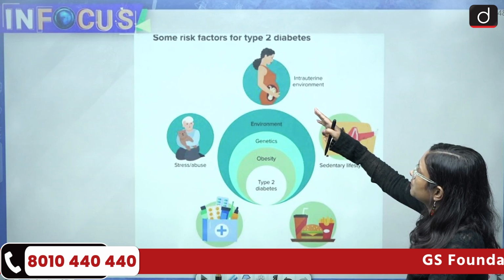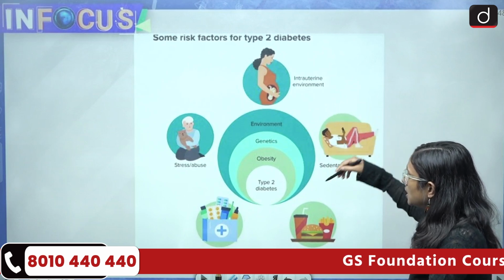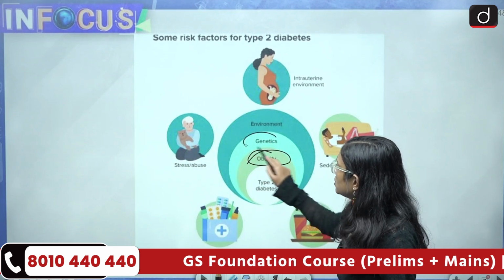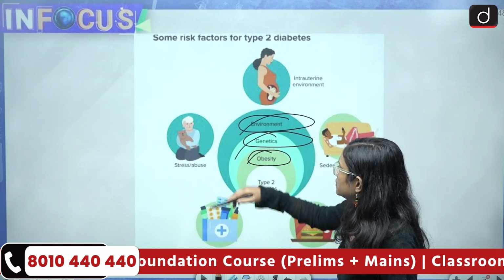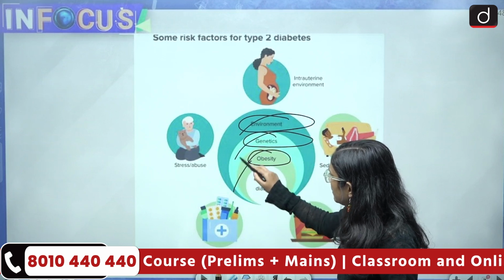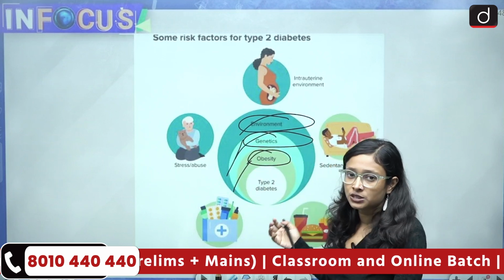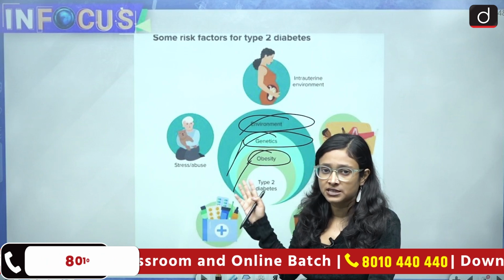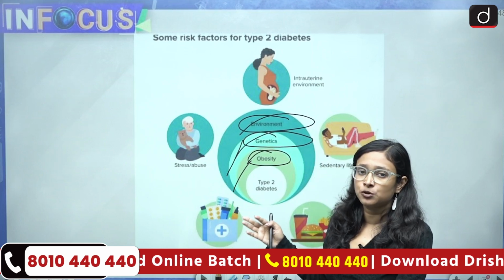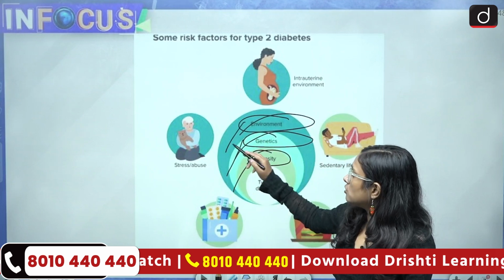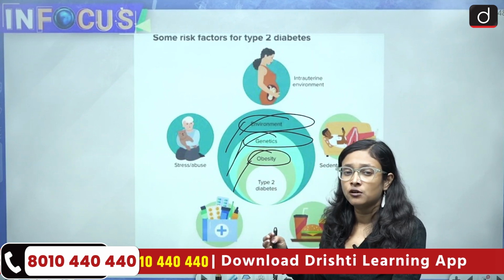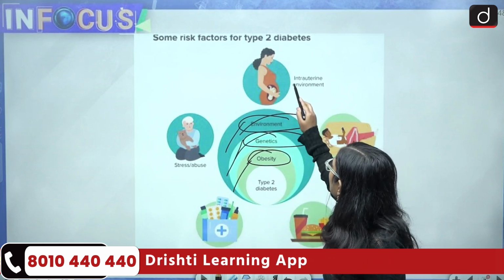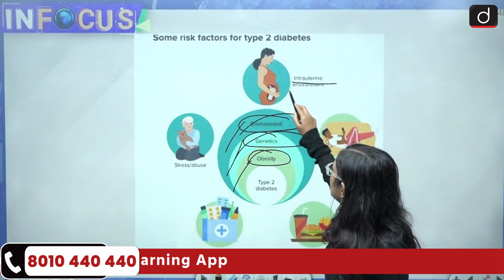Here we have some risk factors related to type 2 diabetes. First of all, obesity, then some people get it because of genetics, and some because of the environment. Obesity is a factor, genetics is a factor. Suppose your mother, your paternal side, your grandfather or grandmother have this kind of problem, so there are chances that it might also develop. And then the environment also, and obesity, suppose you have put on lots of weight. This is also one of the things. Then you can see the intrauterine environment.